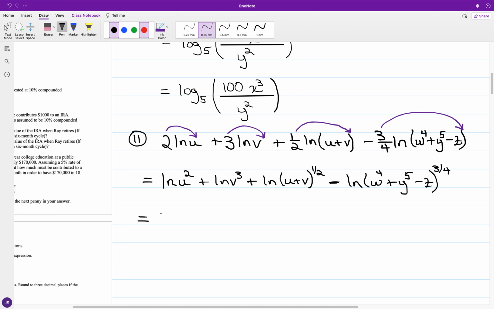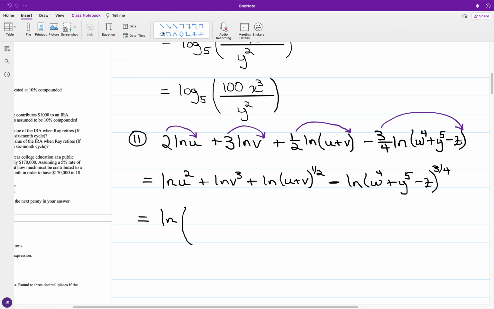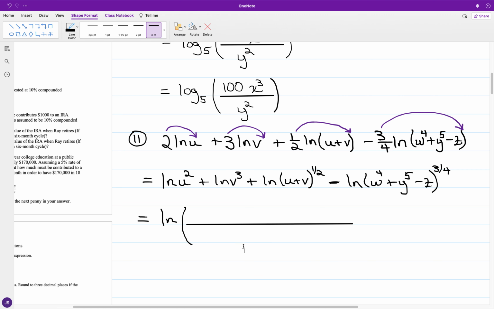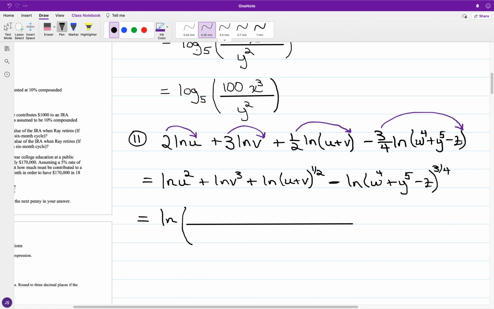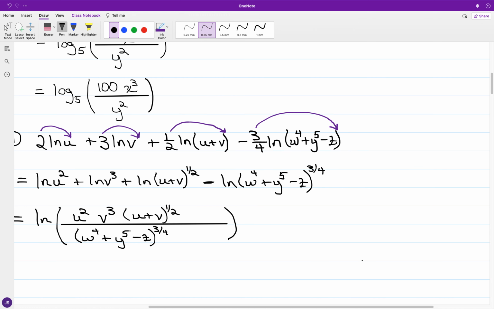And looking at forming a single term here, you have the natural logarithm for the ratio that is going to be formed. Notice the first 3 terms are positive, so all the attachments will go to the top. So you have u squared times v to the 3rd, times the quantity of u plus v raised to the 1/2. The last term is a negative, so we have w to the 4th plus y to the 5th minus z to the 3/4 on the bottom. And there's another way that this could be expressed.